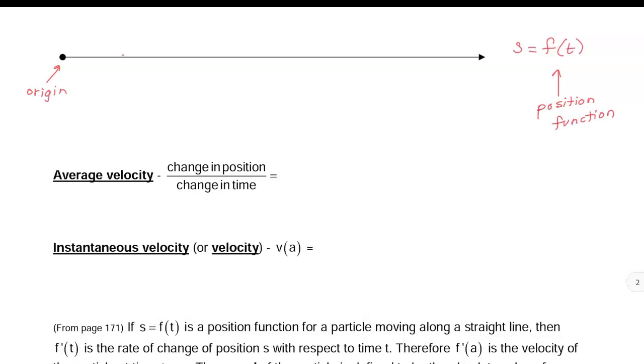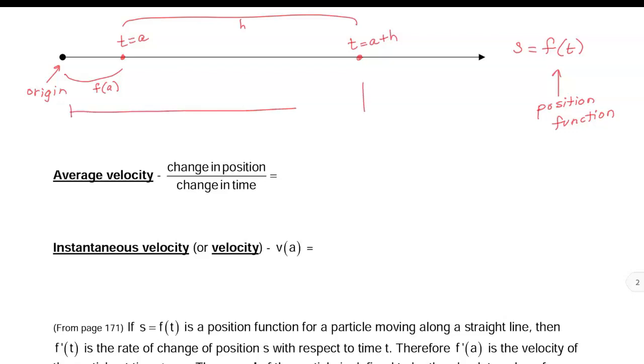At time t equals a, let's put the particle at this position, and then some time passes. The amount of time that passes, we'll call that h. So now the particle's at this location at time a plus h, h units of time later. That means from the origin to this location, the distance is f of a, and from the origin to its new location, the distance is f of a plus h.